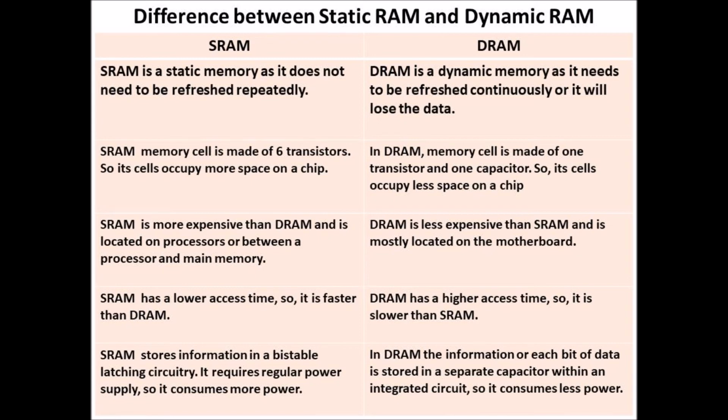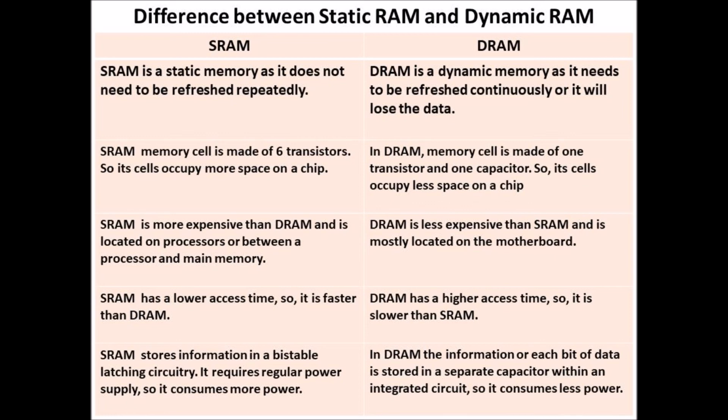Third one, SRAM is more expensive than DRAM and is located on processors or between a processor and main memory, whereas DRAM is less expensive than SRAM and is mostly located on the motherboard. Fourth one, SRAM has a lower access time, so it is faster than DRAM, whereas DRAM has a higher access time, so it is slower than SRAM.